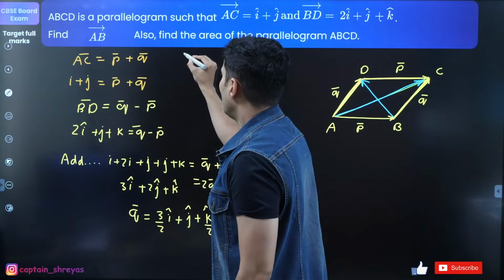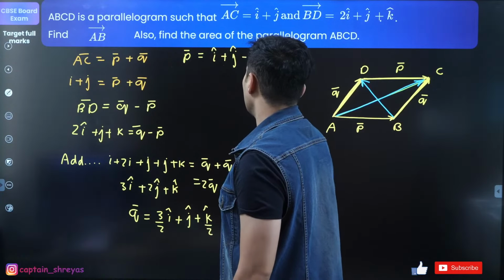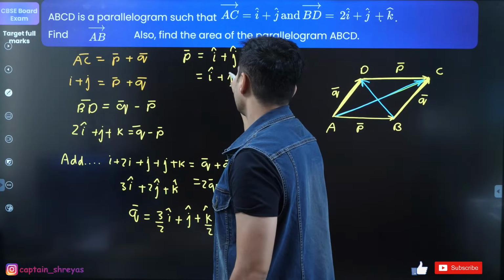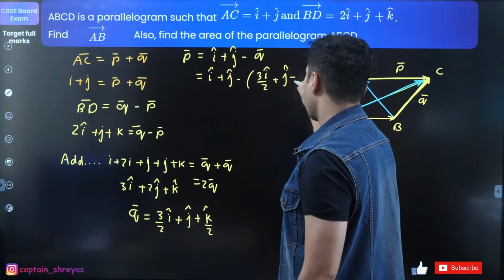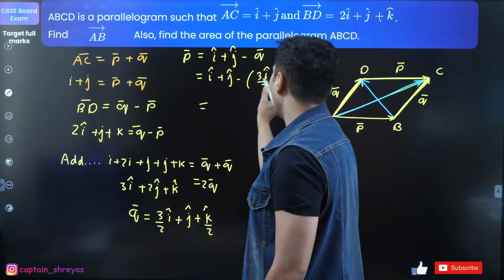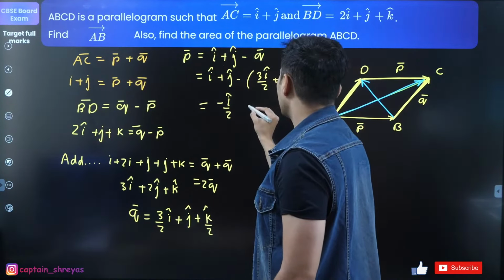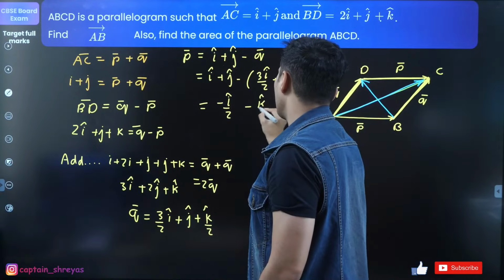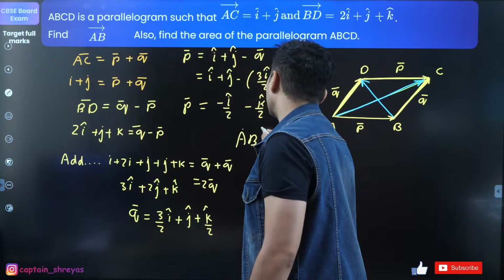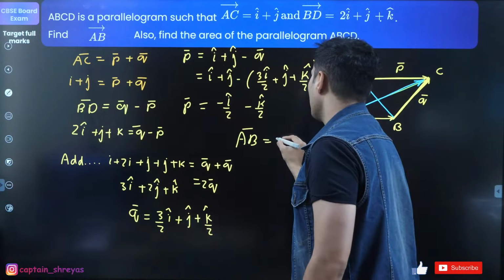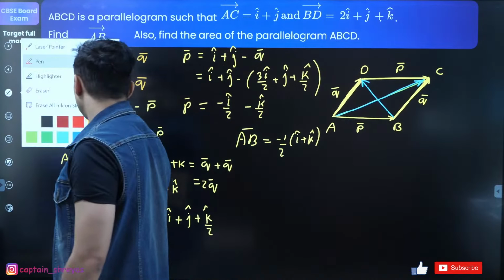So basically, P vector will be I plus J minus Q. So it will be I plus J minus 3I by 2 plus J plus K by 2. See what you get: 1 minus 3 by 2 is minus half, so minus I by 2. J and J cancel. I am left with minus K by 2. So I found P vector also. Your AB vector is P vector, so it will be minus half I hat minus half K hat. That is the answer.